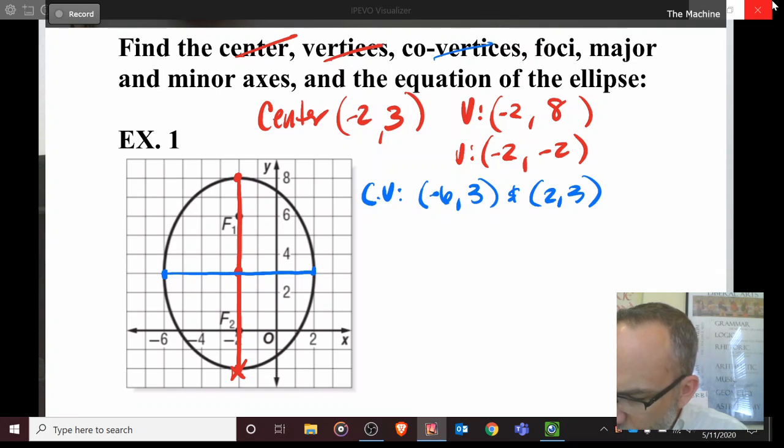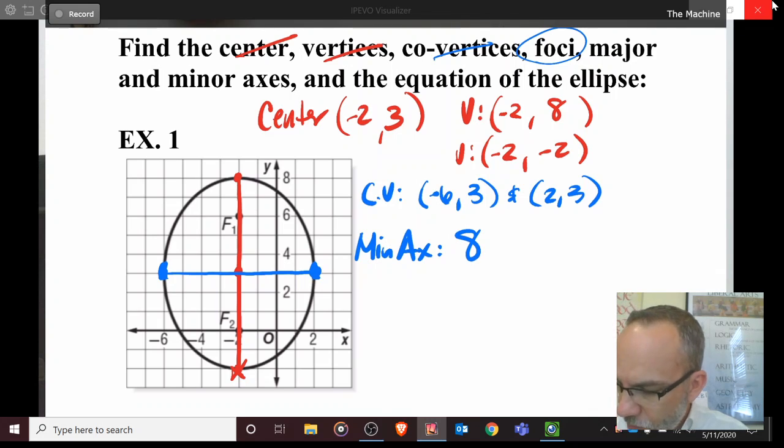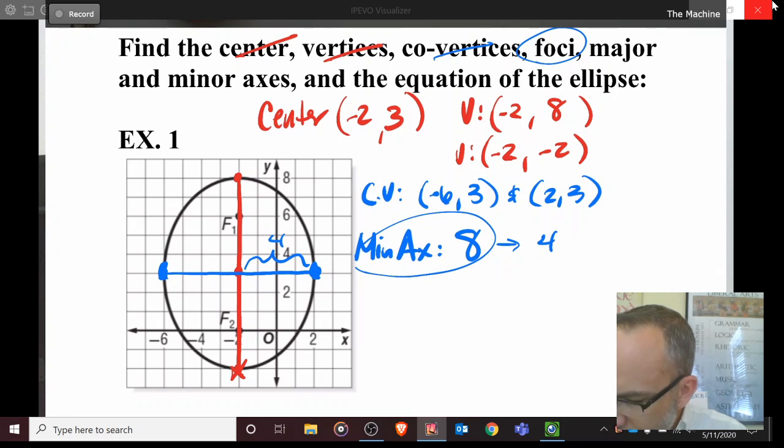So we did the co-vertices. I'll save the foci for the end here. Okay, the major and minor axes. Since I have this here in blue, the minor axis is going to be the distance from this end on the left to this end on the right. So all the way across. I'm going to count the units. 1, 2, 3, 4, 5, 6, 7, 8. Minor axis is 8 units long. Half of that is going to be my B value. This distance right in here, that's 4. I'm going to save that number.